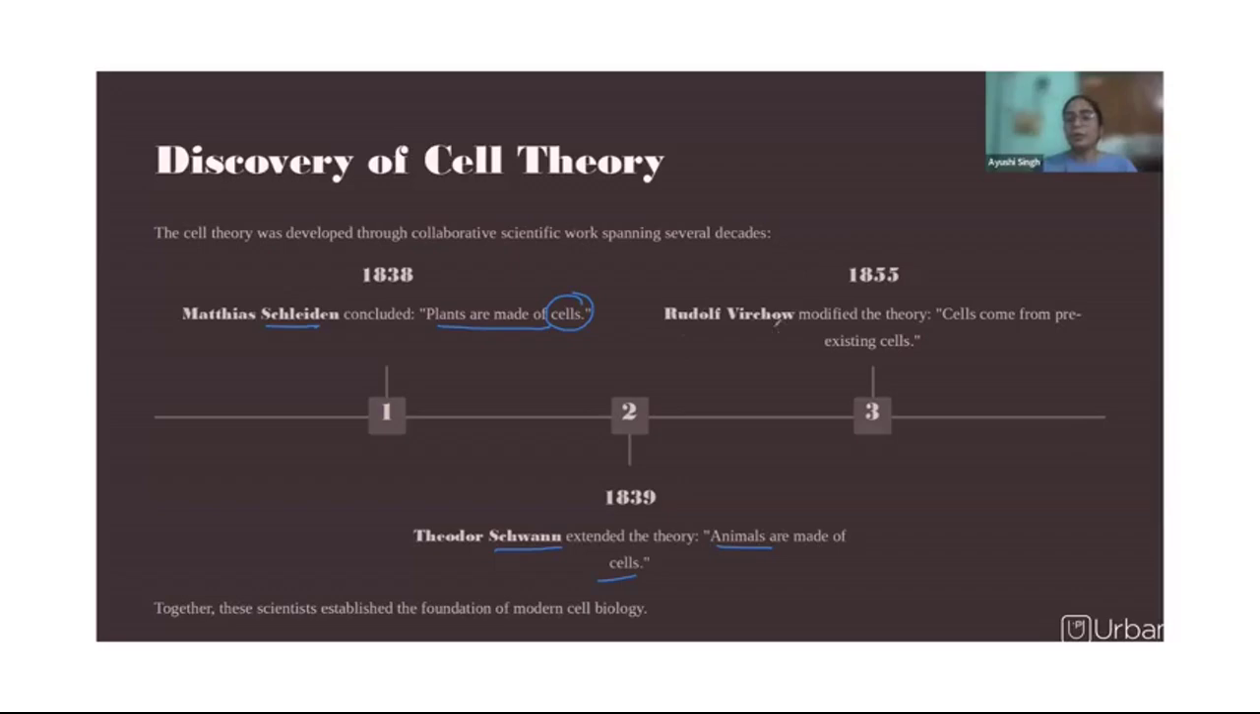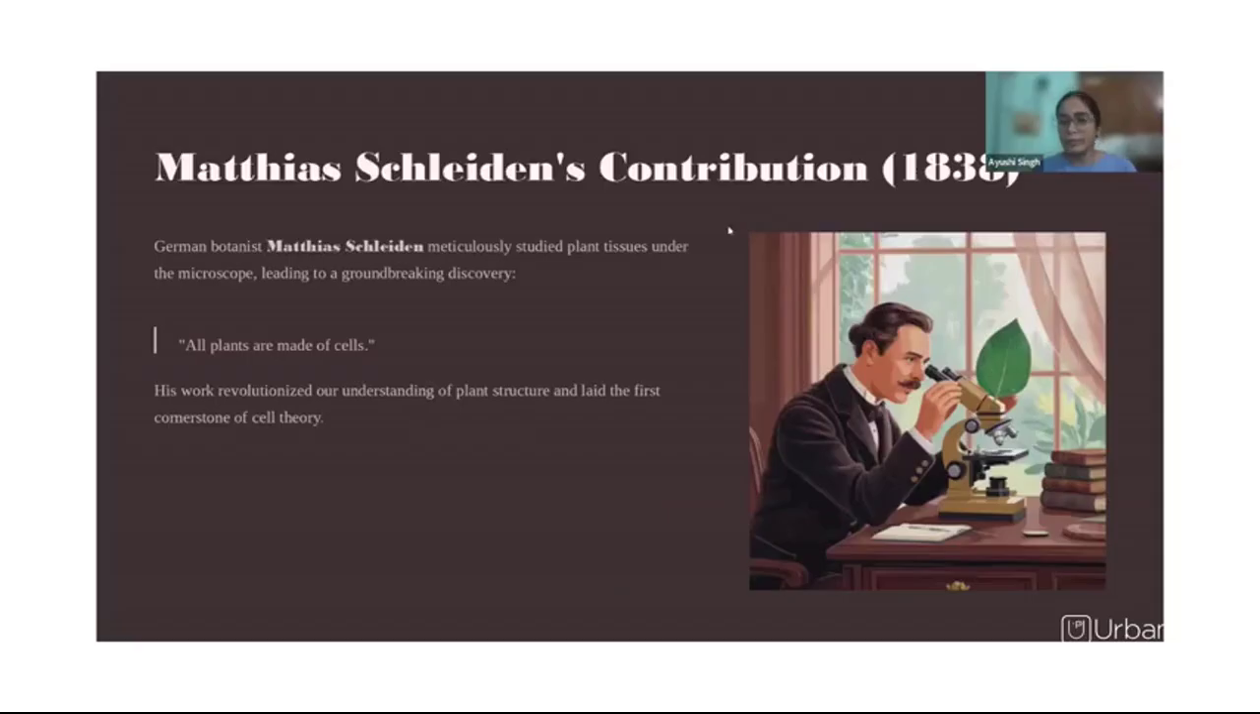Then Rudolf Virchow, in 1855, modified this theory and told that cells come from pre-existing cells. So these were the three scientists who prominently gave the basis for cell theory, and that's how the modern cell theory was laid.